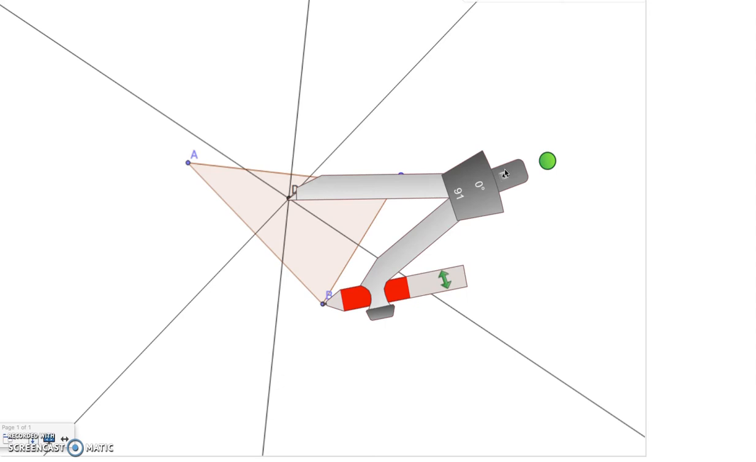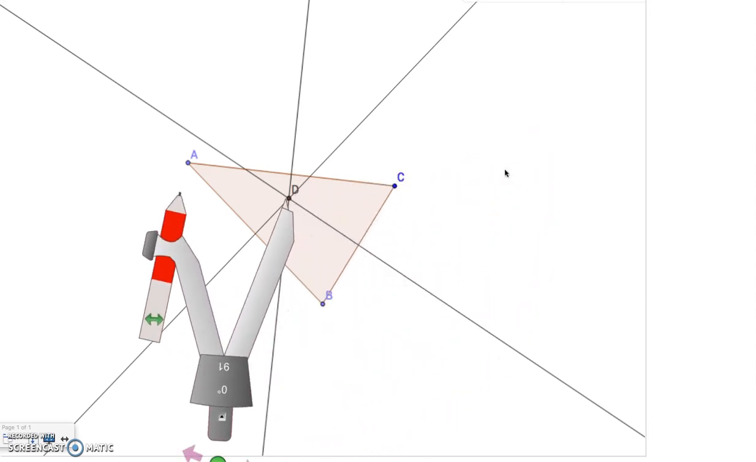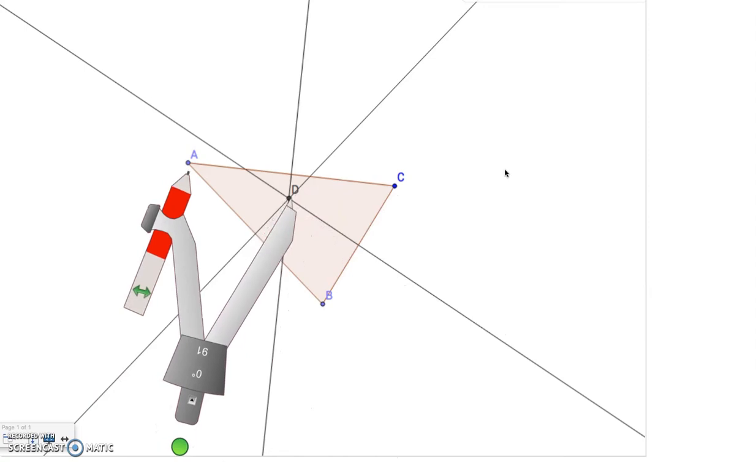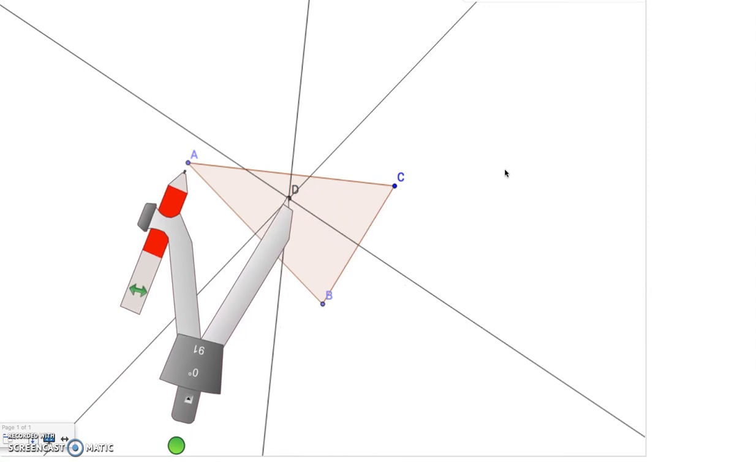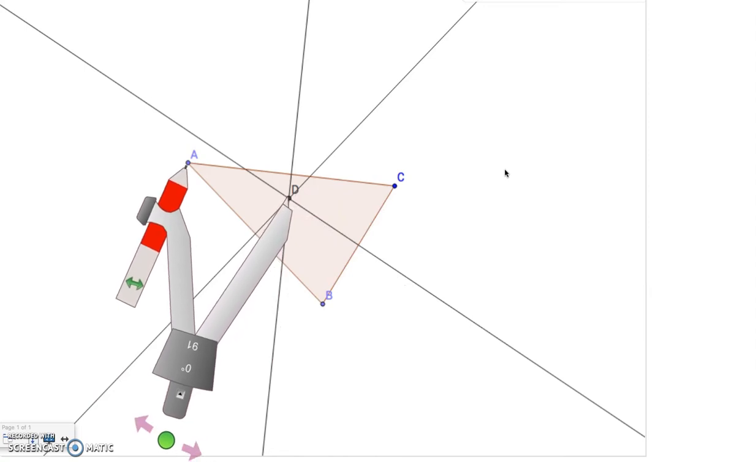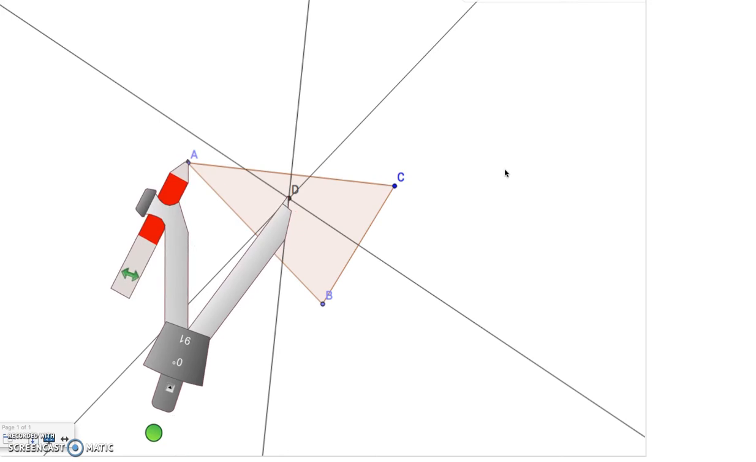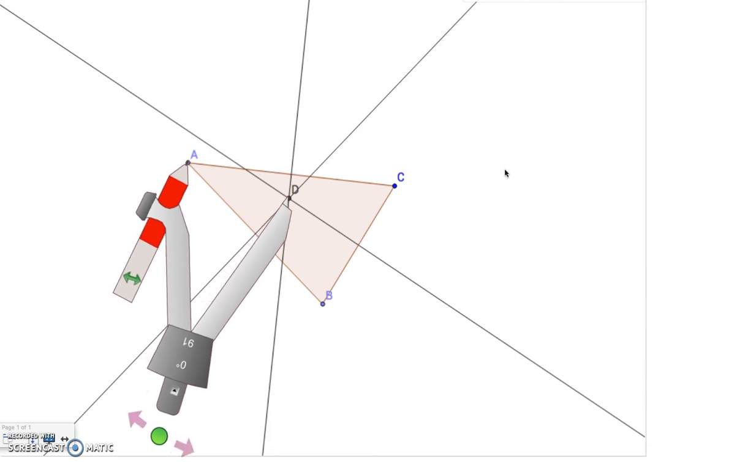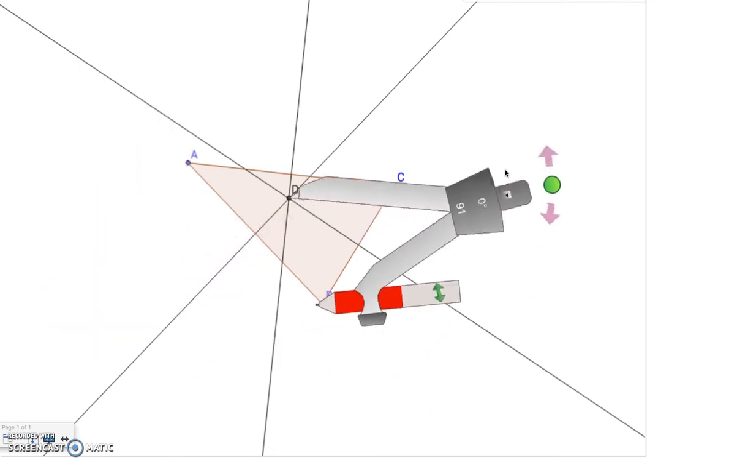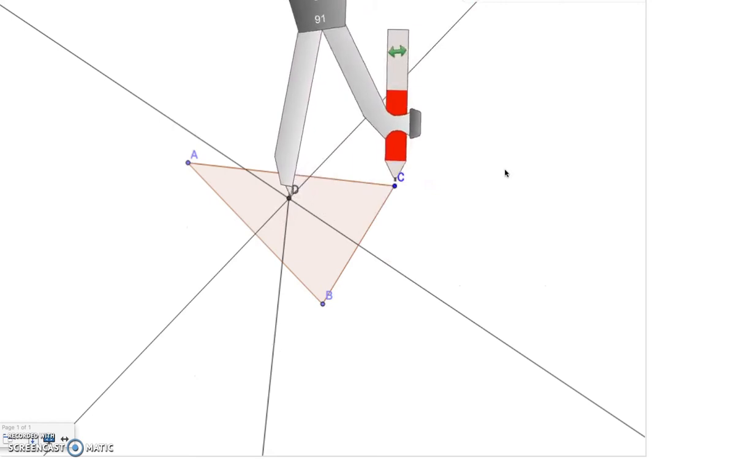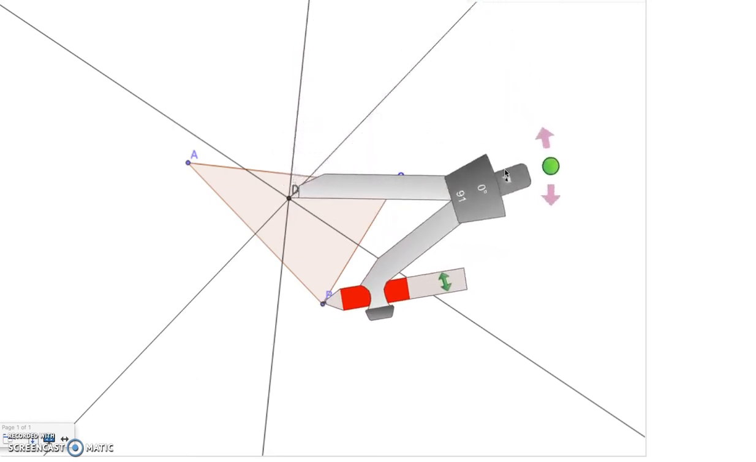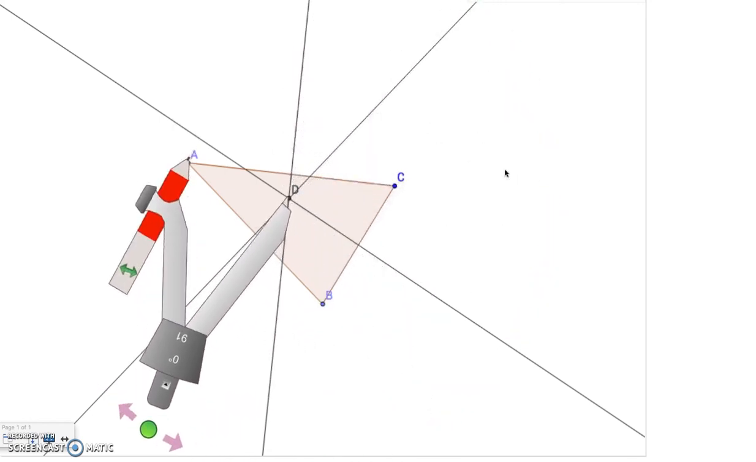So the points, all of these points here are equidistant. They're the same distance from the point of concurrency, which is D. Remember, point of concurrency is where three perpendicular lines meet. So it's where three lines meet. And notice that this point here from A to D is the same as D to C, and the same as D to B, and the same as D to A.